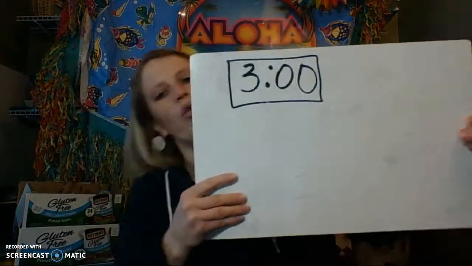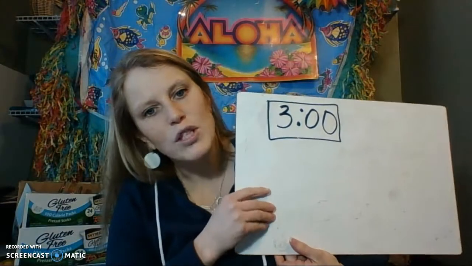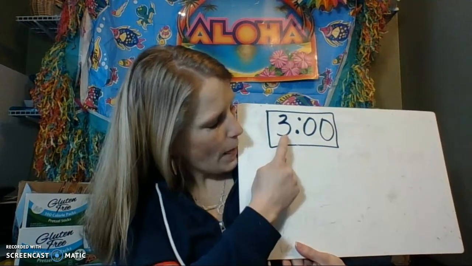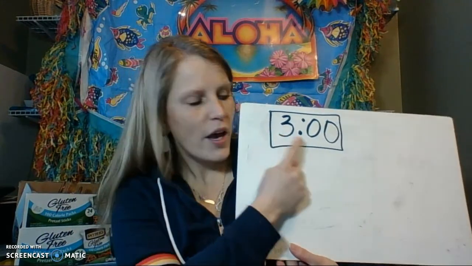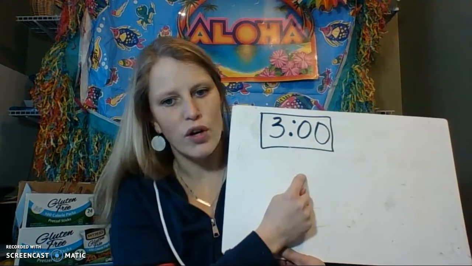Okay, so if I said, your appointment is at 3 o'clock in the afternoon, please write that down. You would write it down so it would look like it would on a digital clock. So if it's 3 o'clock, you'd write the hour first, and then you'd write 00 for o'clock. Okay? So let's practice doing that.